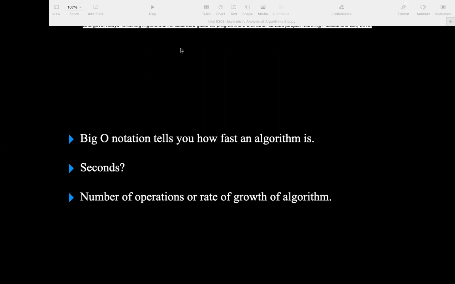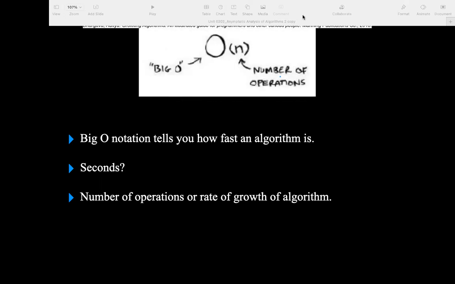Okay, so big O notation is going to tell us how fast an algorithm is, right? Does it tell us in seconds? Yes or no? No, right. It doesn't tell us in seconds, but it tells us the number of operations required or the rate of growth of an algorithm. This is what it is going to tell us, right? It tells us the number of operations or rate of growth of an algorithm. When we say rate of growth, this automatically means on the basis of the input size.